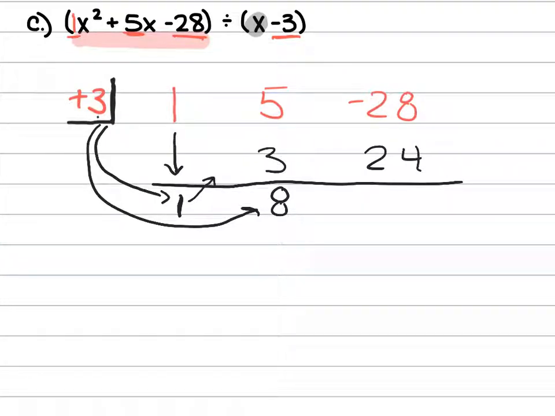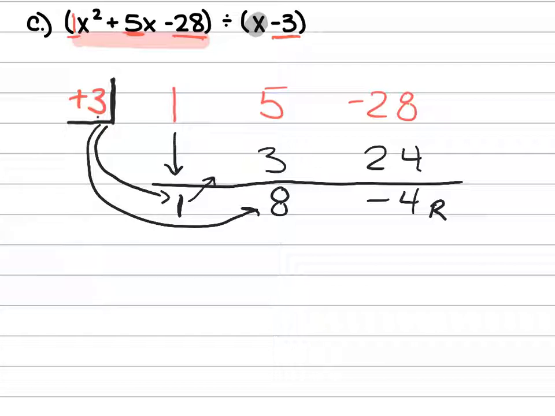What is -28 plus 24? -4. The hardest part of this is done. We're basically done at this point. What does that last number represent? The remainder. Now you're going to be like, why do you keep writing r next to it?